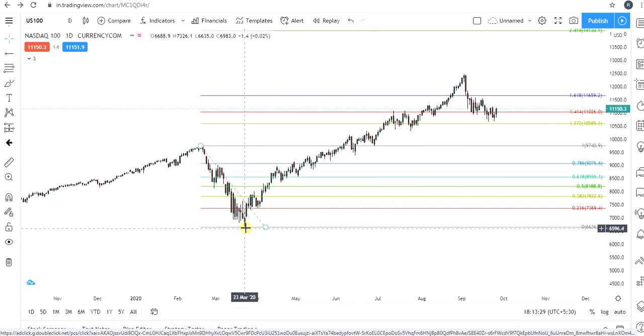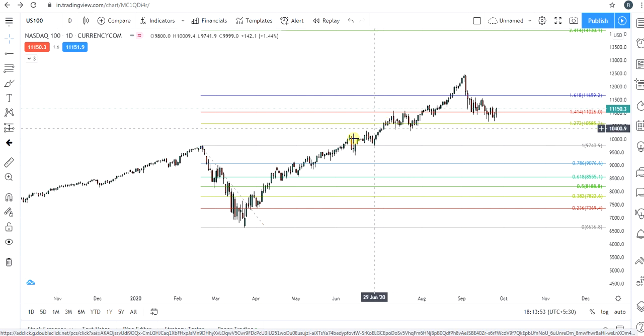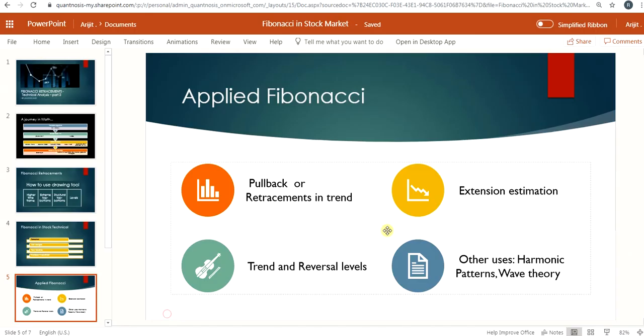So we can use that 0 to 1 tool, and it gives me extended levels above the extreme top or extreme bottom: 1.272, 1.414, 1.618, like that. It gives me the next possible resistance level, even though I don't have a chart structure where I can indicate where the next supply zone can occur. So that's another usage. And then there are trend and reversal levels.